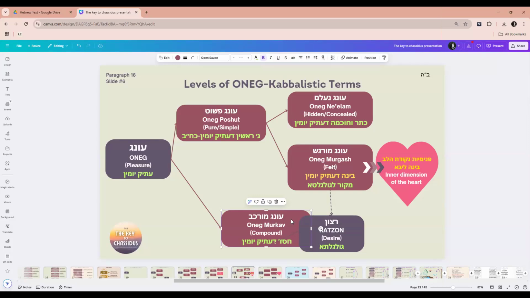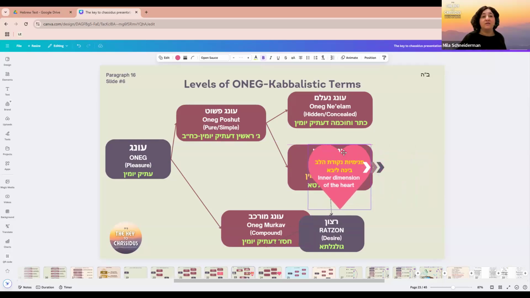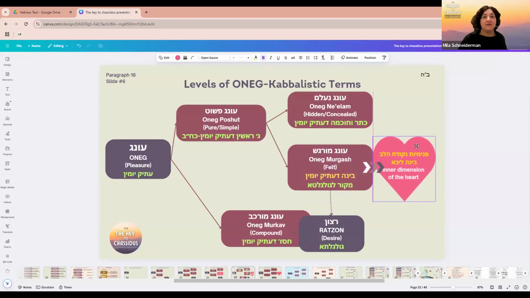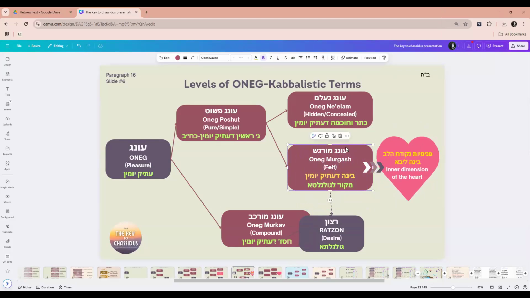Can I ask what's the relationship between Bina Liba and Ratzon? Because you have it on the side and Ratzon coming out as if it's... No, it's not on the side. The reason I put it on the side is because I could do the same thing here. Okay, so it's an internal part? No, it's not an internal part. Oneg Murgash is Bina Liba. Bina Liba is Oneg Murgash. It's the same thing. We just put Ratzon next to it. Exactly. And that becomes the makor for the ratzon. That's the relationship. They become the source of the ratzon.